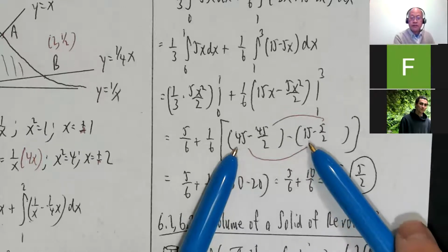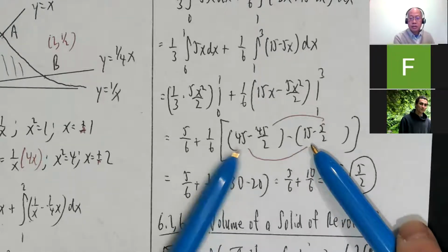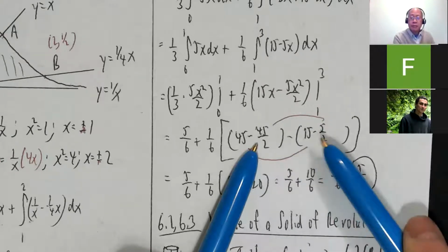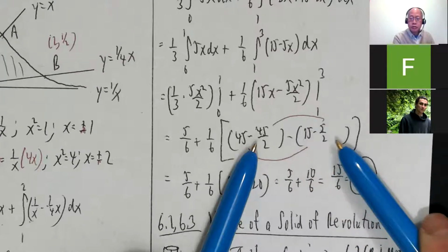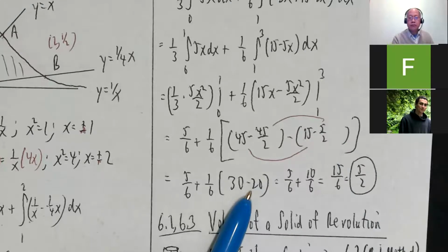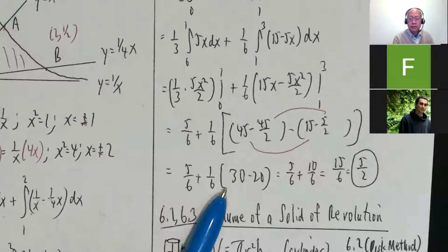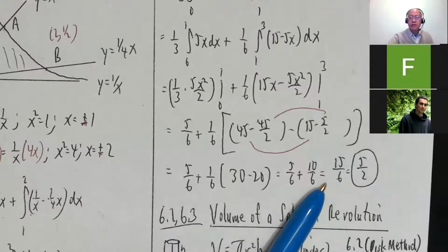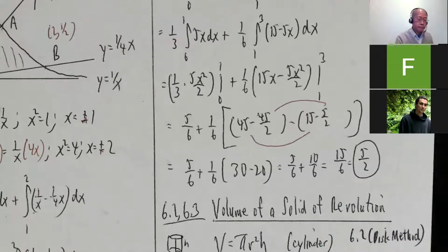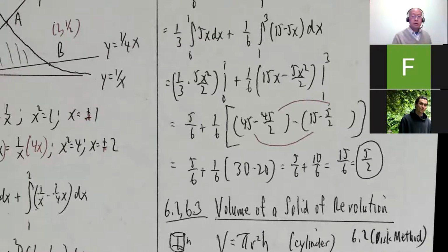So let's see, what did I do here? 45 minus 15 is 30. Negative 45 over 2 minus a minus, so plus 5 over 2. These two, negative 45 over 2 plus 5 over 2 is a minus 40 over 2. Negative 20. So that's going to be 5 over 6 plus 10 over 6, which is 15 over 6. Final answer is 5 over 2. All right. So yeah, that was one of the harder problems, as you can imagine.